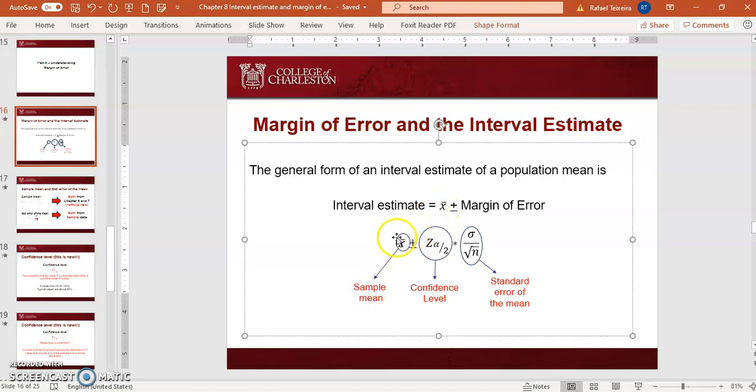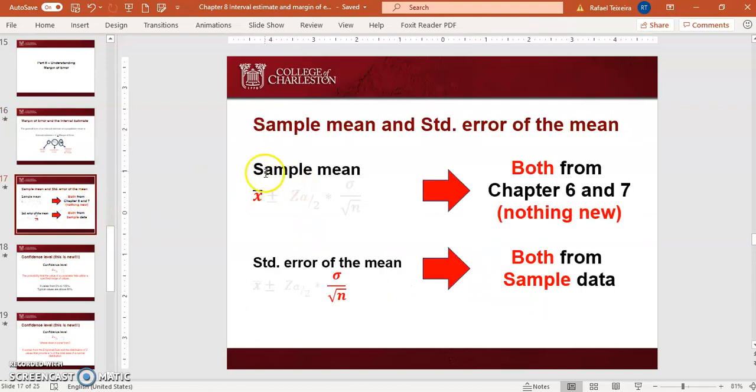estimator. So we have here the formula, the math formula, the equation, which is the sample mean plus and minus a z-score, which is based on an alpha level divided by 2, and I'm going to talk about this in more detail in the next slides, and the standard error of the mean. So the sample mean you learned from chapters 6 and 7, and also the standard error of the mean you learned from chapter 6 and chapter 7. So you know a lot about the sample mean, you know a lot about the standard error of the mean. So you know these elements already. So this is not new for you.